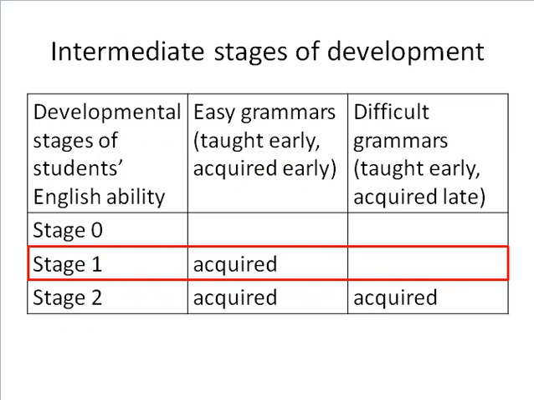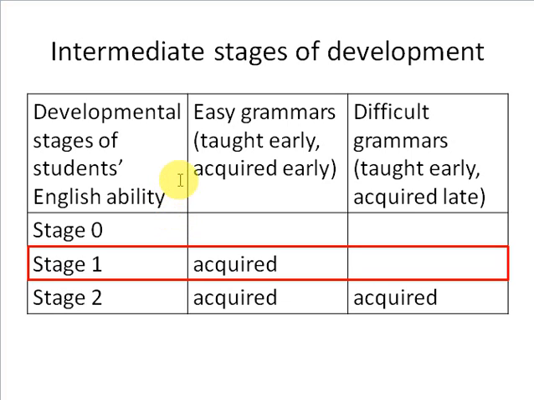So here it is very important to understand that there are intermediate stages of development. So students' English ability develops very gradually. So there are stages of development, different stages of development. And at stage 0, I mean, actually these numbers are not important at all. They don't mean anything. But at stage 0, at the beginning, students' English ability is just 0. So they don't know anything.